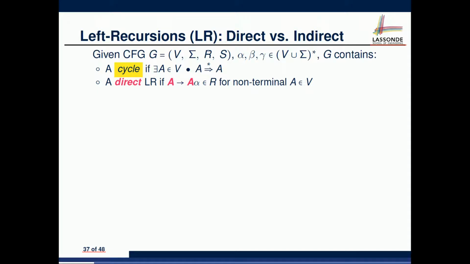That means you have a production rule like this. You have some variable A produces itself followed by something. So it's a leftmost variable on the right-hand side. That's direct.